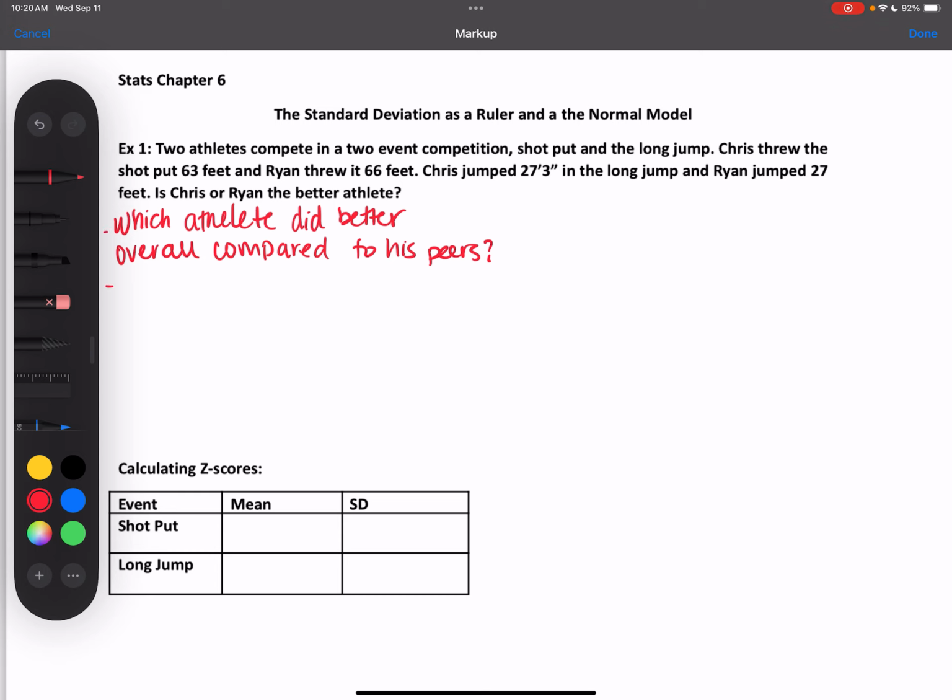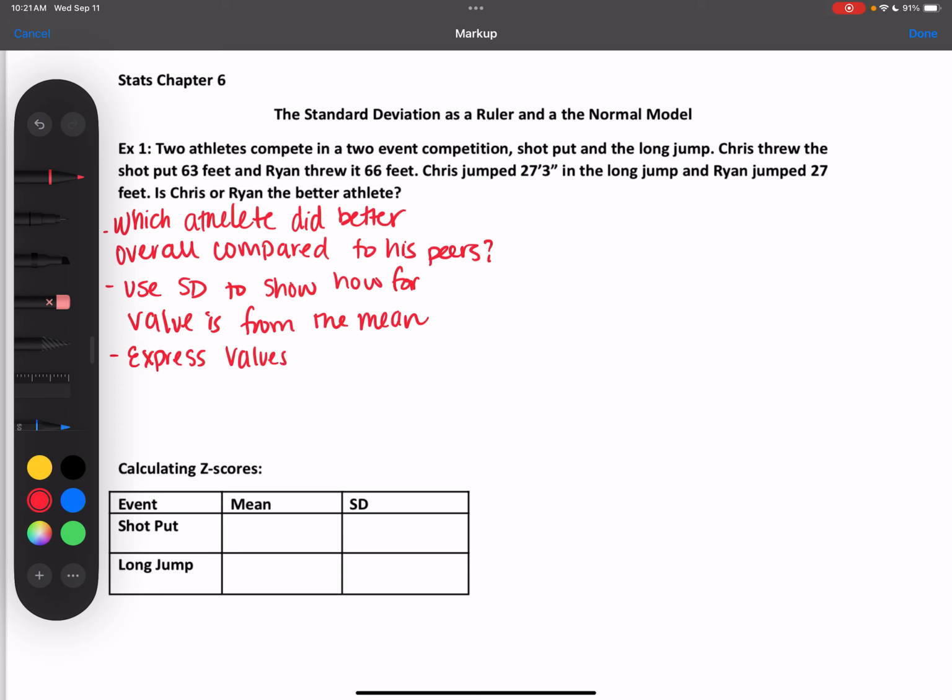We are going to use standard deviation to show how far the value is from the mean. And then we're going to express values in terms of standard deviations because it standardizes the values.